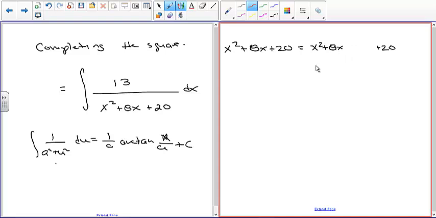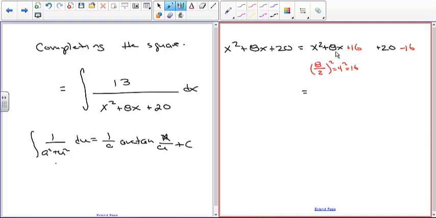So the way you do that is you take this coefficient, 8, you divide by 2, and you square it. So that's 4 squared, which is 16. So what I do is I add 16 and I subtract 16, because I don't want to change the value of this expression at all. All I want to do is change the way it looks. But if I add and subtract the same thing, that's algebra.